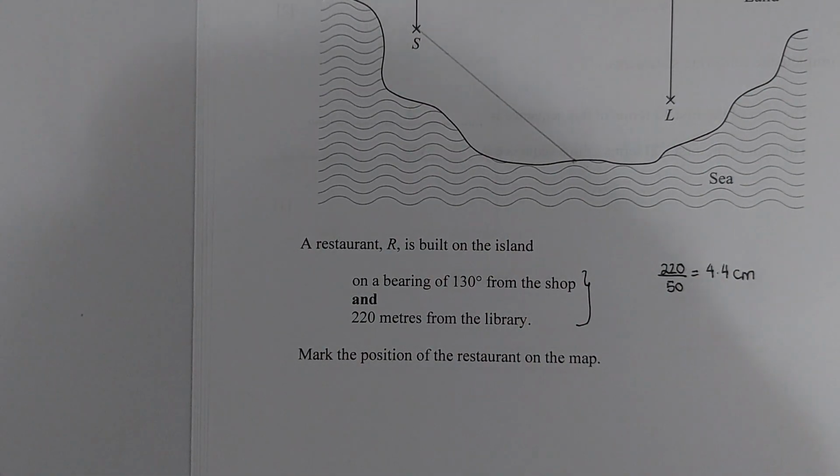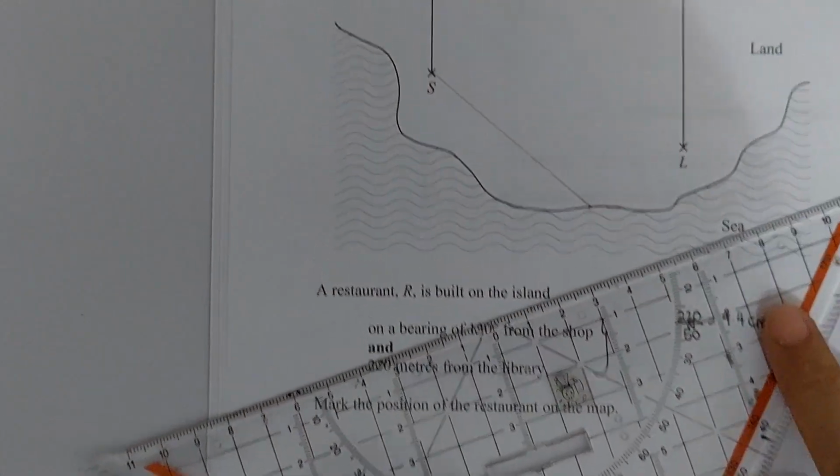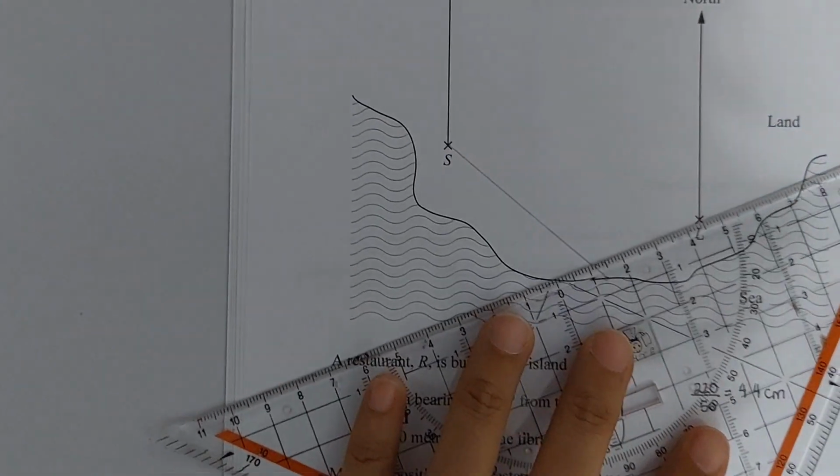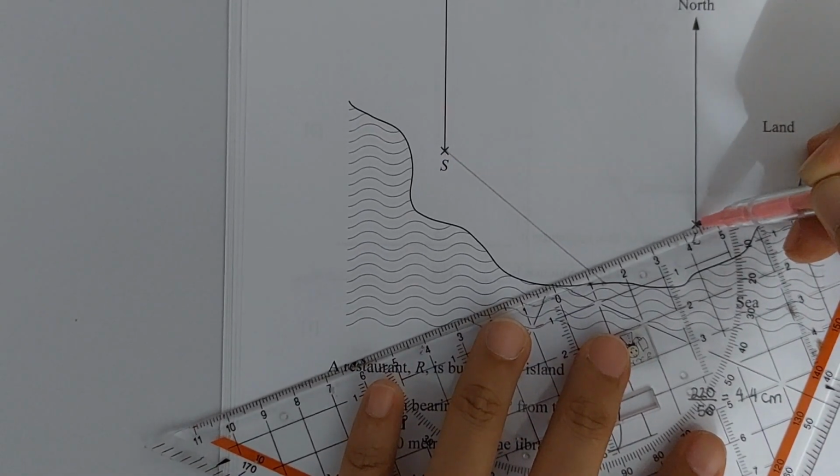So, you need to use a ruler. Where is the 4.4? It will be here, right? Wait, 4.4 will be here.